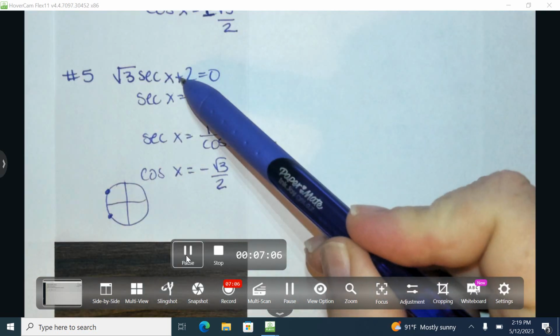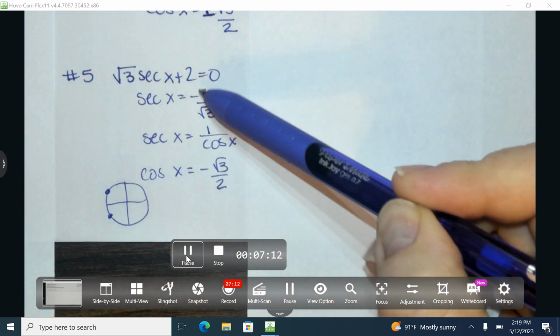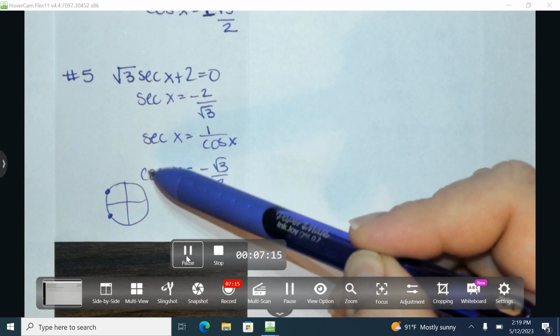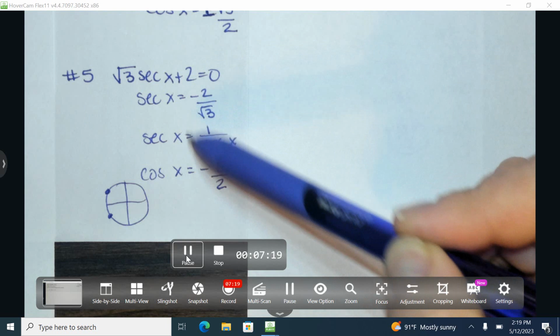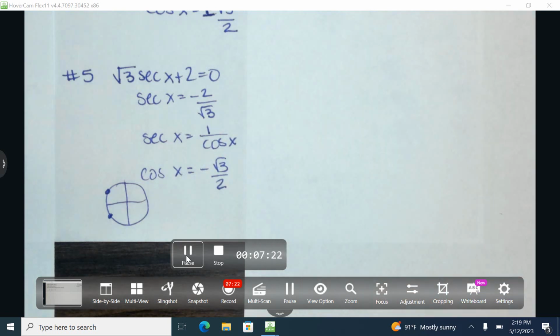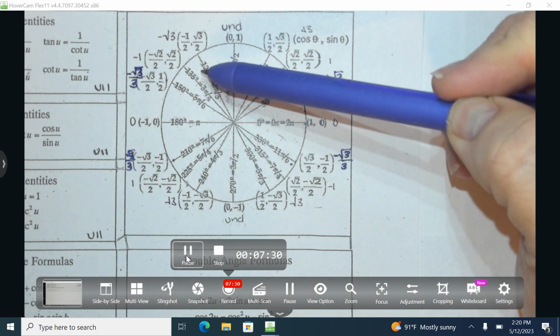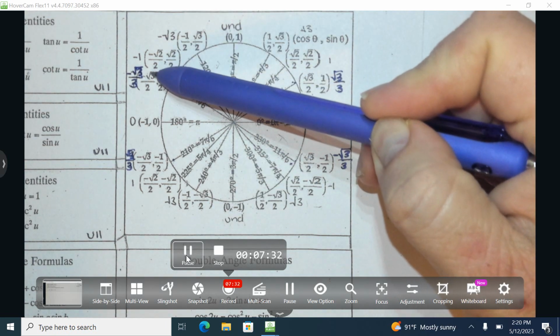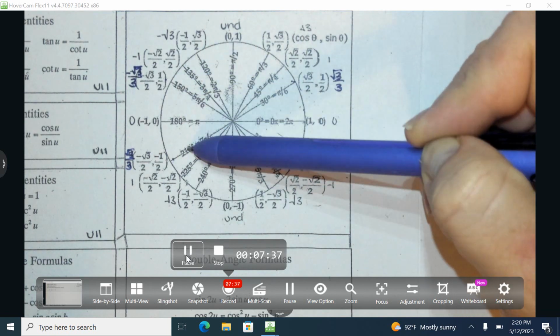Okay, first thing I'm going to do is subtract 2 from both sides. It's negative 2, and then divide by radical 3. Remember, secant is the reciprocal of cosine. So if I flip this around, I'll have the cosine. So cosine is the reciprocal of this secant. So here's my cosine. You keep the same sign and just flip it around. Let's look at the unit circle, and let's identify where the cosine is negative radical 3 over 2. So cosines are like x values, and if it's negative, I know it's going to be in quadrant 2 or 3, and here we can see negative radical 3 over 2 and negative radical 3 over 2. The two answers would be 5 pi over 6.